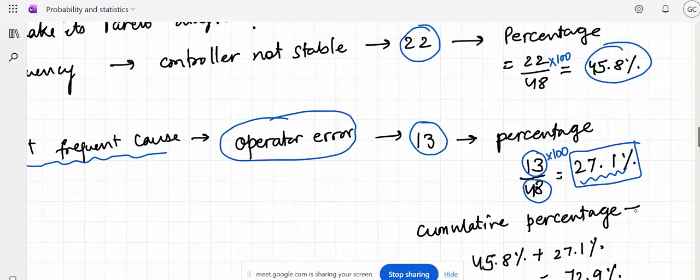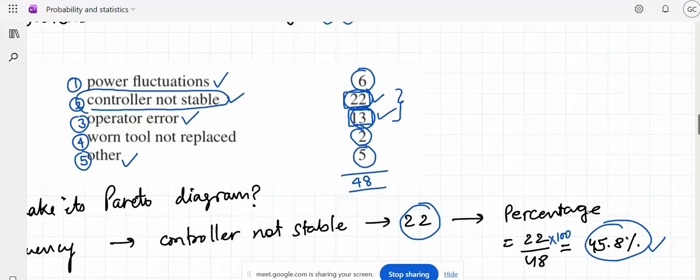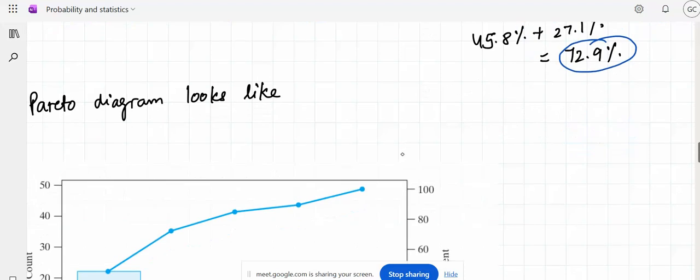So now what you do, you calculate the cumulative percentage also, right? So you add them, so you'll get the cumulative percentage. Now the similar thing you can do for all the causes in descending order. So you'll start with controller not stable, then you go to operator error, and then the next one is power fluctuation, and then the next one is others. We will keep it at the end, right? So the next one will be want tool, so whatever are unknown, we'll keep it at the end also, always, right? That makes sense. So we have all the percentages.